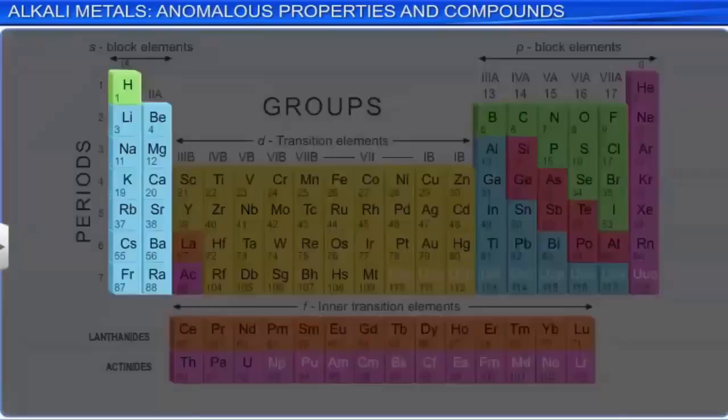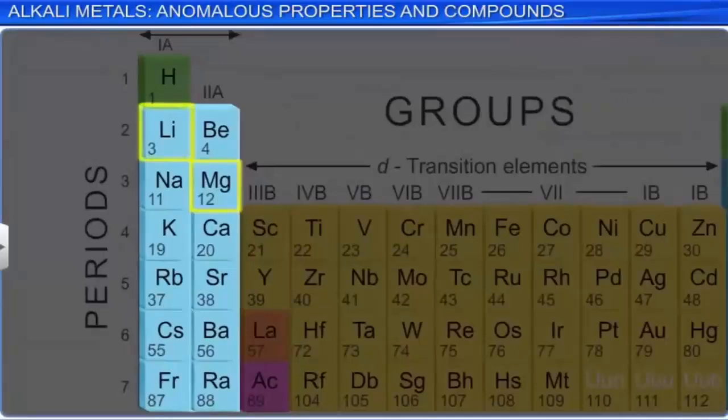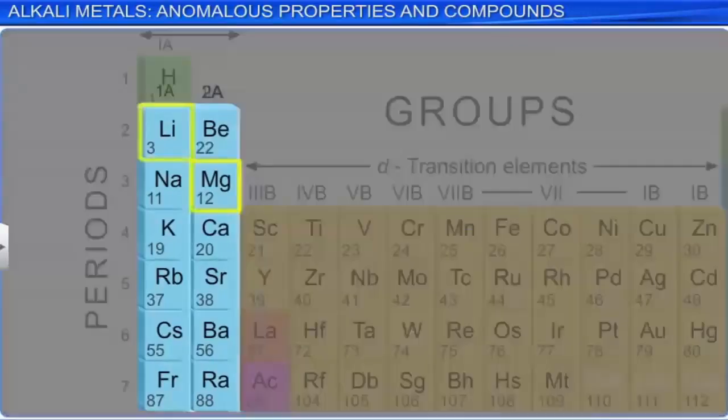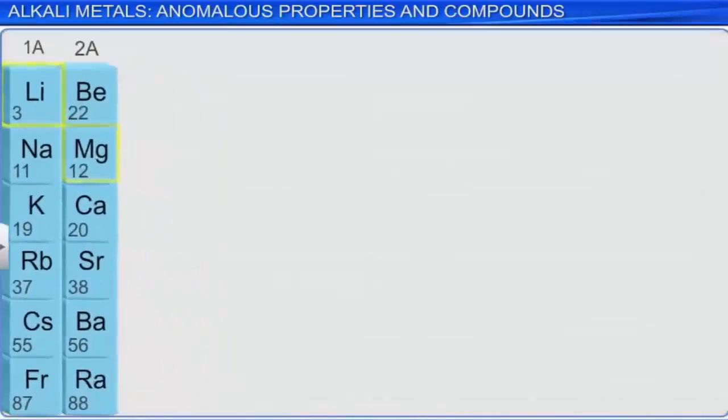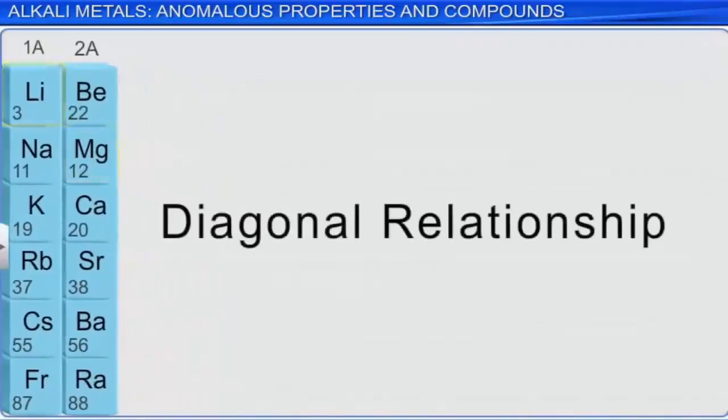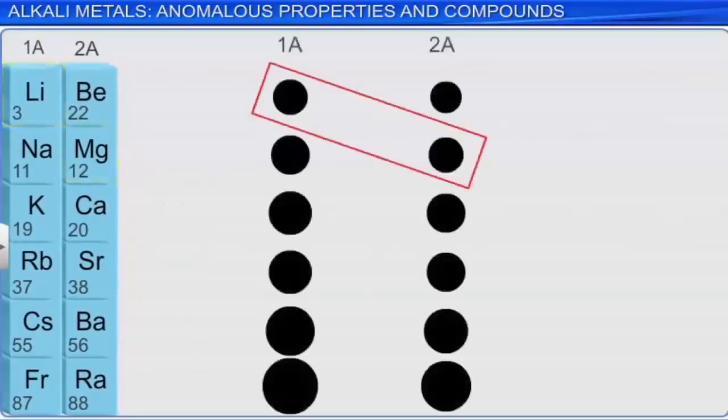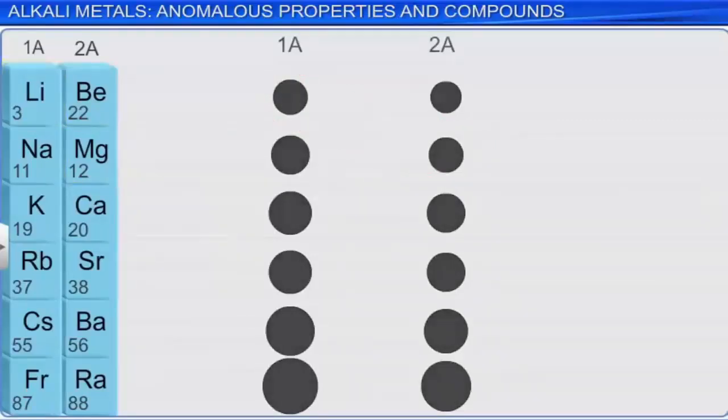In some ways, lithium is more similar to magnesium, which is in group 2, than the other metals in group 1. This is sometimes referred to as a diagonal relationship, and it is due to the similarity in the ionic radii and the charge or radius ratios of these two elements. Compared to the other metals in group 1, lithium has a smaller radius and a higher charge or radius ratio, resulting in some anomalous behavior.